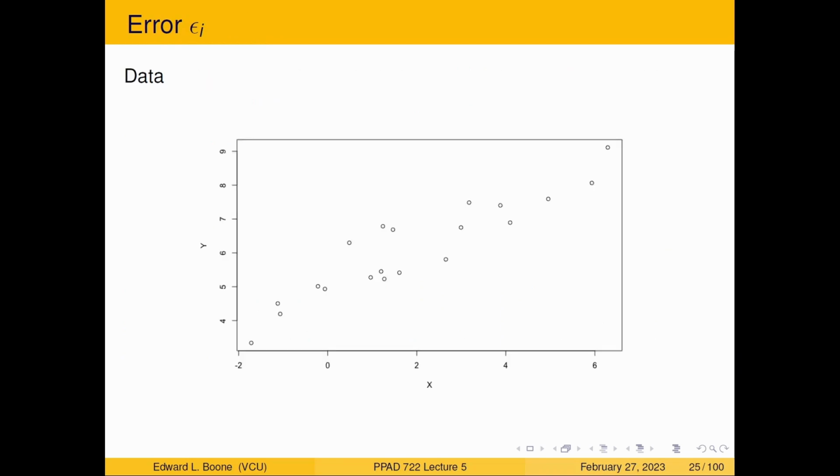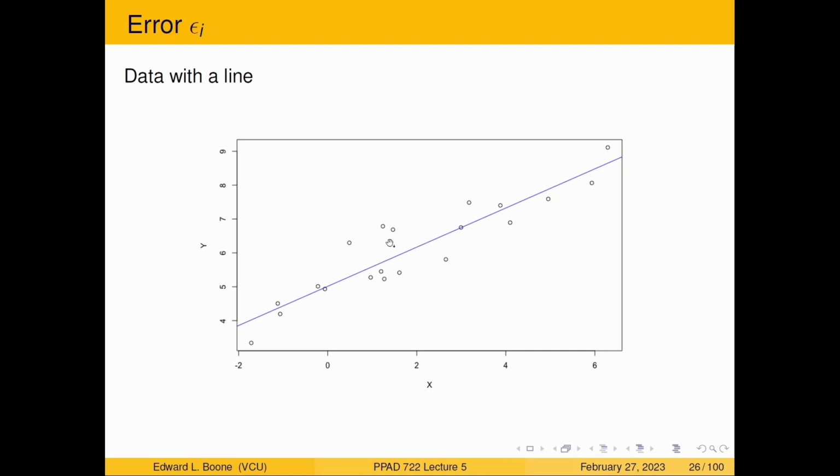So what does this mean? For example, here's some data. On the x-axis it goes from -2 up to 6.5 or so, and on the y-axis it goes maybe from 3 to 9. But you can see that there is some sort of relationship here. If I looked at this, I would definitely see some sort of relationship, and it does look like it's a line, or could be approximated by a line. I fit a line to it.